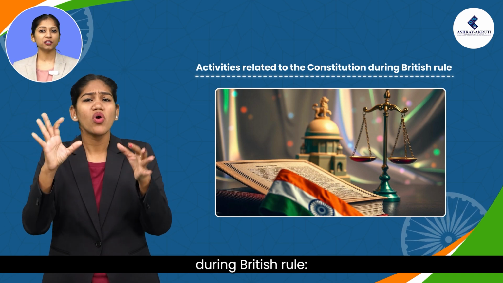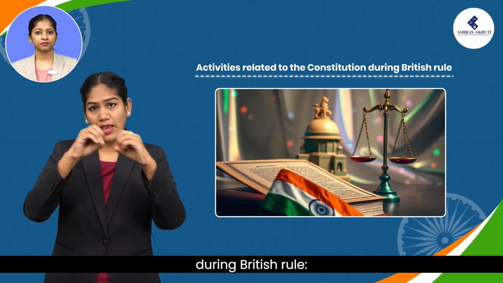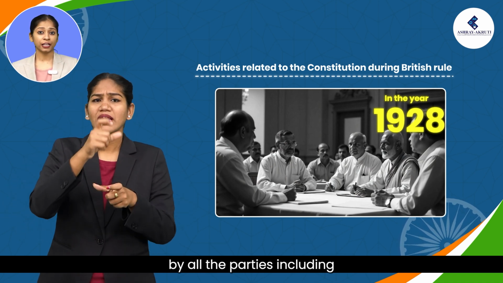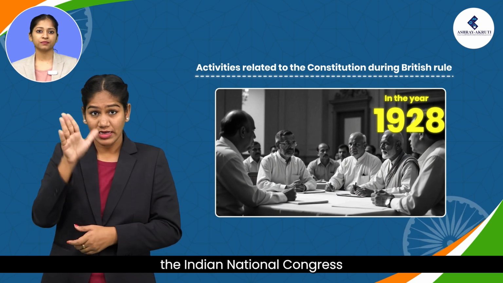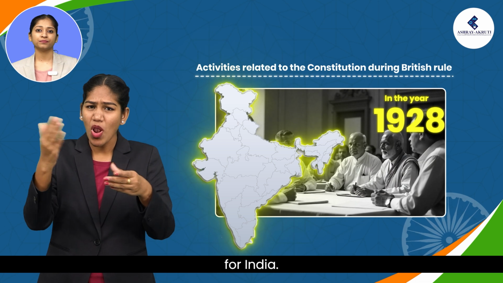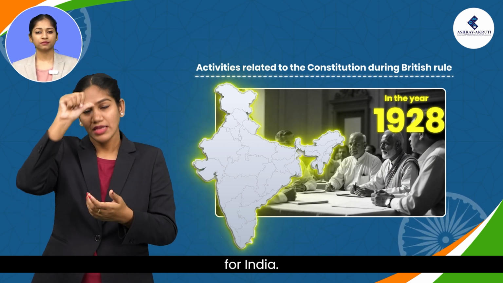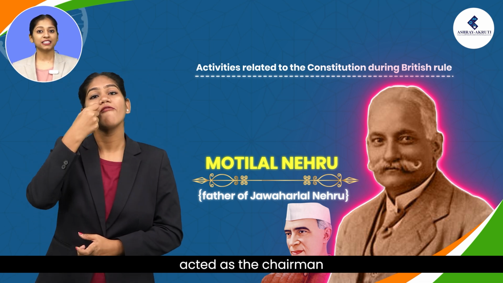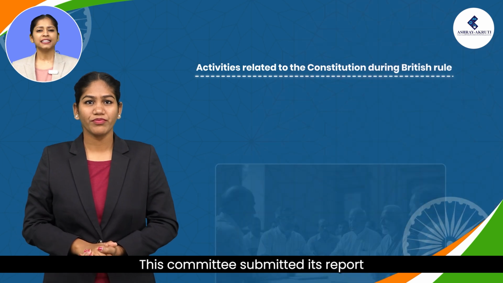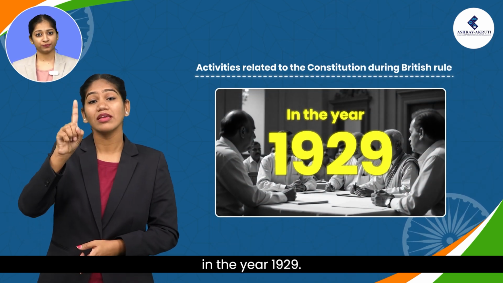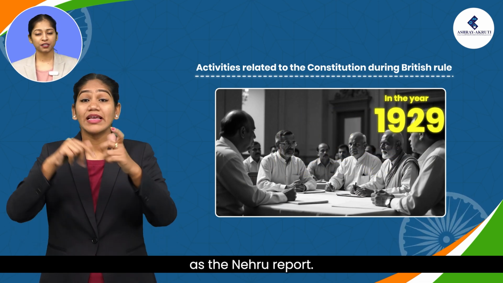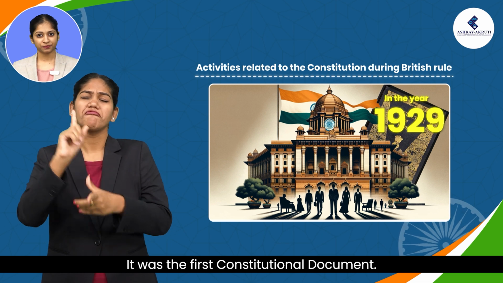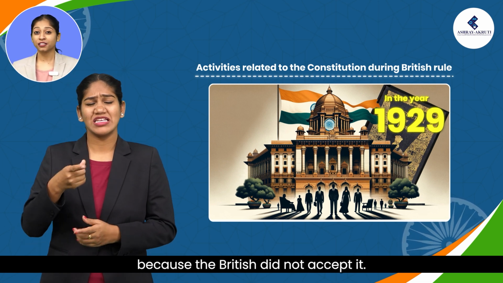Activities related to the Constitution during British rule. In the year 1928, a committee was constituted by all the parties, including the Indian National Congress, to draft the Constitution for India. Motilal Nehru, father of Jawaharlal Nehru, acted as the chairman of this committee. This committee submitted its report in the year 1929. It was known as the Nehru Report. It was the first constitutional document. However, it could not come into force because the British did not accept it.